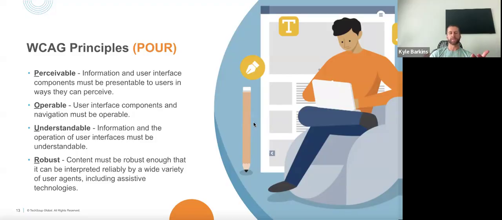So, if there's a visual impairment, they need to be able to listen to the site. If they have an audio impairment, they need to be able to read the text on the site. So they need to be able to perceive that as well. It needs to be operable, which means that they need to be able to navigate through the site as well.